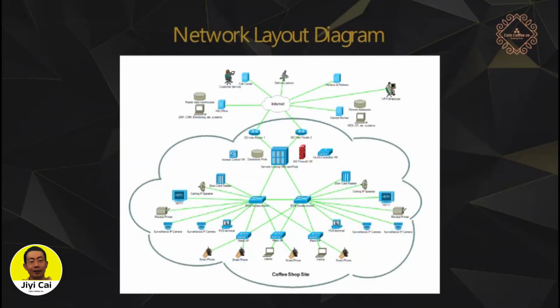This is the network layout diagram of Catz Coffee. It has a headquarters that runs several applications like ERP and CRM, and it also maintains a master data warehouse. The coffee shop itself has an on-premises IT infrastructure. There's a server rack that runs several VMs and containers. It connects to the internet through an SD-WAN link.